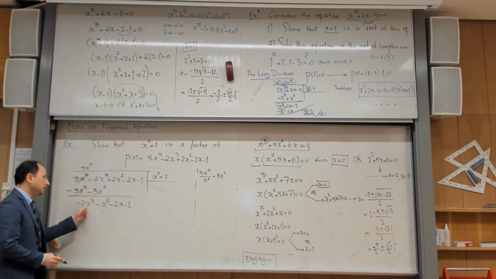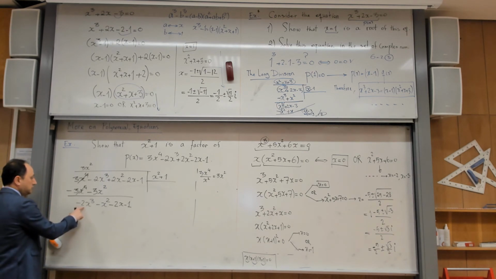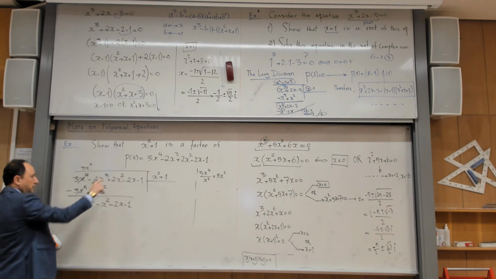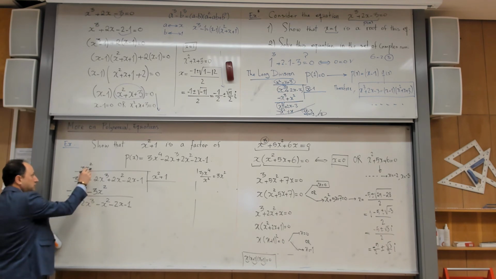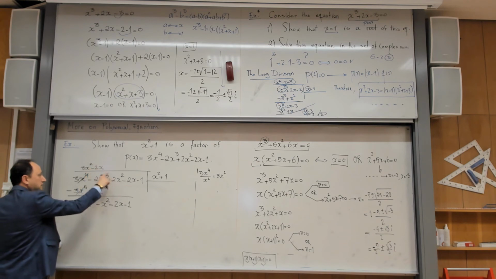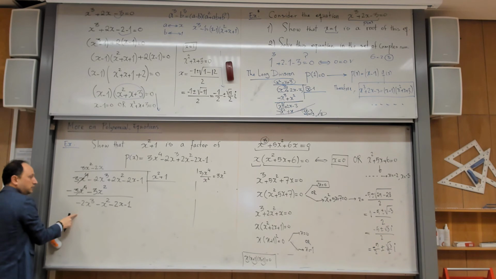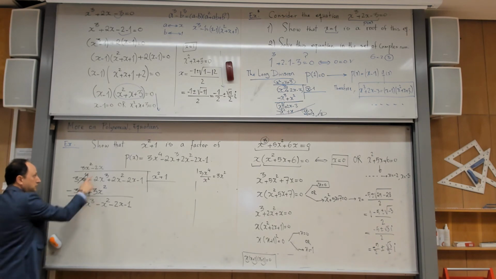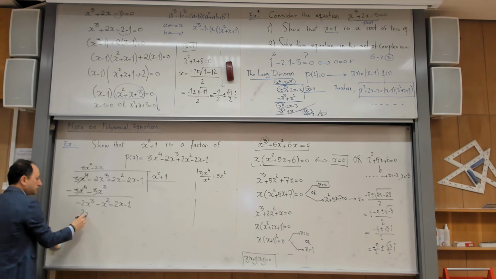Okay, so you divide this by that. In your head, you can do it, yes? Minus 2x cubed divided by x squared is minus 2x. And then you write minus 2x here. Multiply minus 2x by the whole expression. Write every term here with the opposite sign. So it becomes minus 2x cubed. It becomes positive 2x cubed. I have changed the sign.